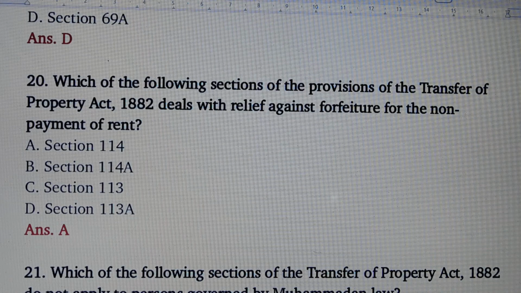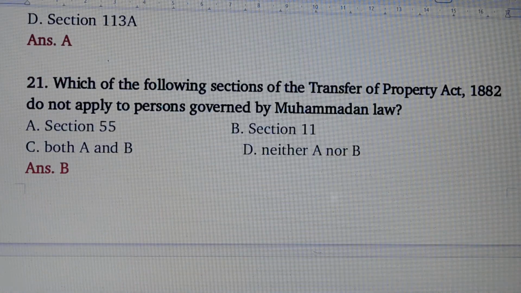Question number 20. Which of the following sections of the provisions of the Transfer of Property Act deals with relief against forfeiture for the non-payment of rent? Answer is option number A. Section 114.